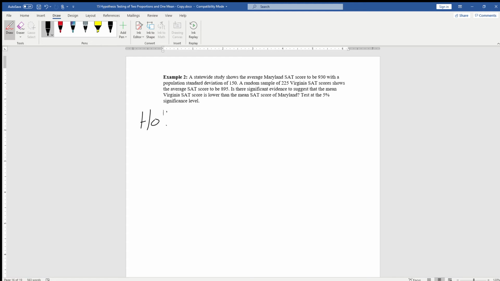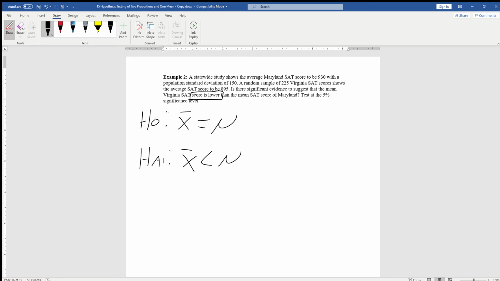We would assume that if there's no variation due to random selection, then the sample mean is going to be equal to the population mean. So we would just expect the average SAT score to be 930. However, the alternative may suggest, by looking at the problem, that X bar is going to be less than mu. That's because the problem says the score is lower than the SAT in Maryland.